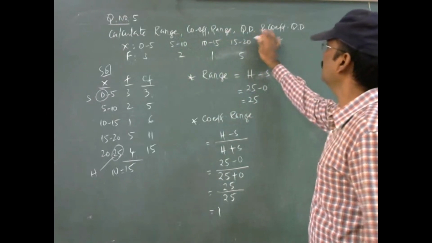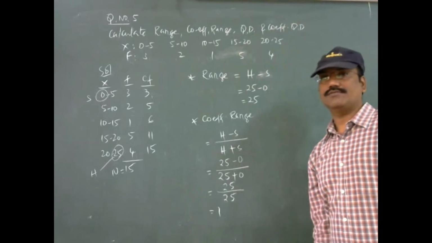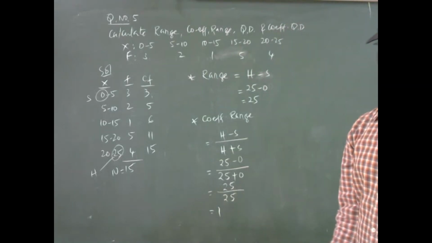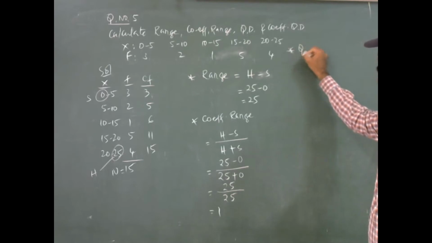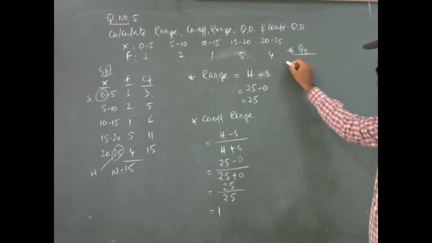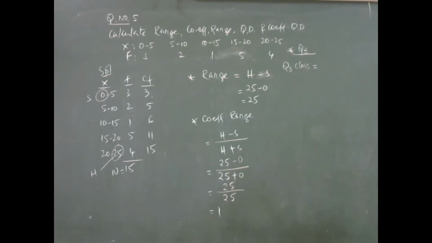Now we need to find the quarter deviation and coefficient of quarter deviation, right? For quarter deviation we need Q3 and Q1. So first I will solve Q3. Q3 means you need to find the Q3 class, like a median. How to find the Q3 class? 3 into n divided by 4.